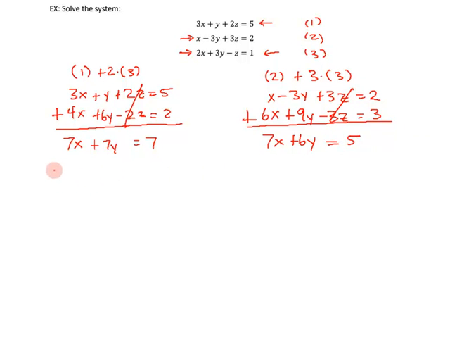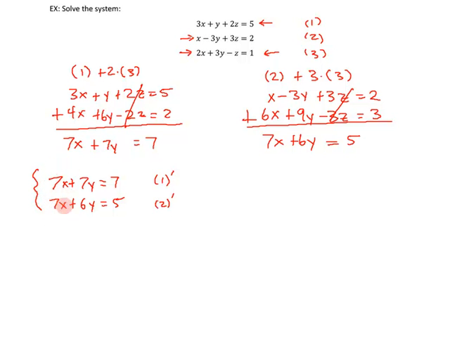Now here's what my new system looks like. I have 7x plus 7y equals 7. I have 7x plus 6y is equal to 5. So I would call this equation 1 prime and this equation 2 prime. Now, what can I do to simplify or solve this system? Well, again, I can choose any of my techniques. I can use graphing. That's not so good. I could do substitution, or I could do linear addition.